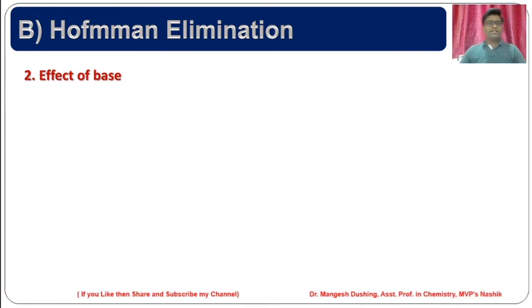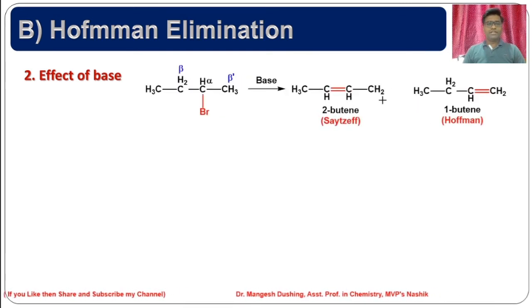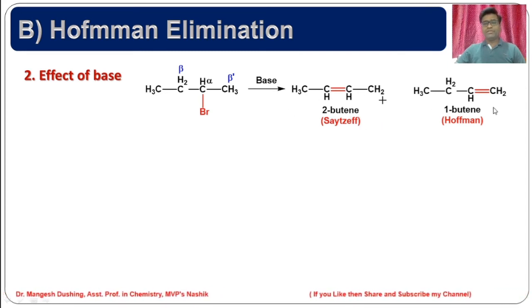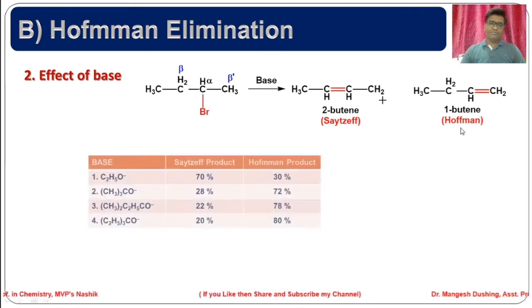Now we will see the effect of base. Suppose this is our reaction. This is 2-bromobutane. So in this case there are two types of beta hydrogen atoms. We will use some base. We will get two products, 2-butene and 1-butene. 2-butene is the Zaitsev product and 1-butene is the Hofmann product.